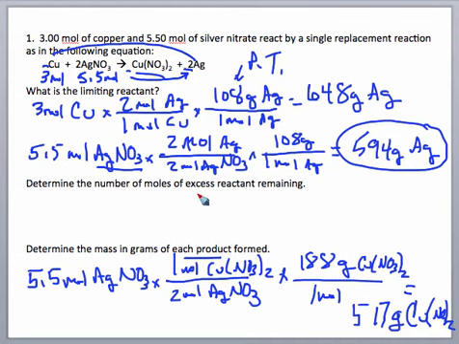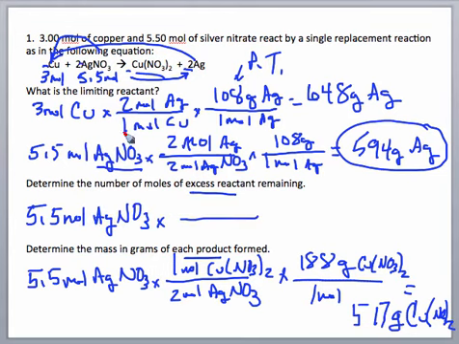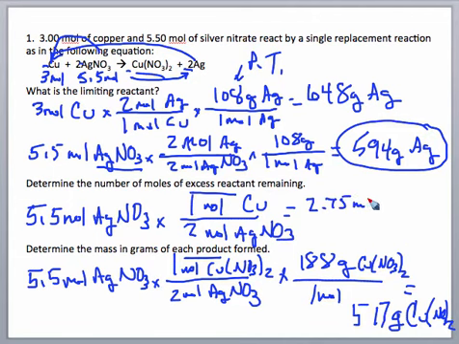Well, the next thing we want to do is figure out how much of the excess reactant is left over. So we're going to take our moles of silver nitrate and calculate how much copper actually reacted. So again, start with your moles silver nitrate. It is a 2-to-1 ratio, so 2 moles silver nitrate for every 1 mole of copper, and that is going to give you 2.75 moles of copper, and that's the actual amount of copper that reacted.